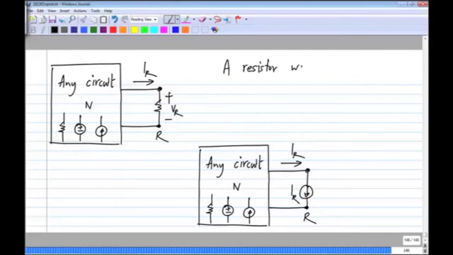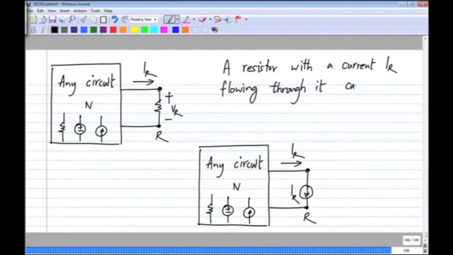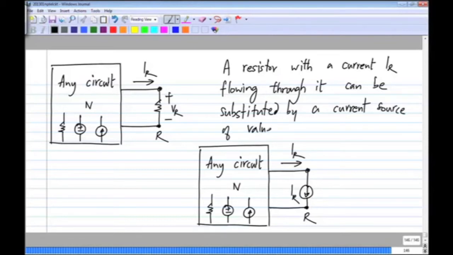So what this means is that a resistor with a current IR flowing through it can be substituted by a current source of value IR, and in the appropriate direction, of course. IR is flowing downwards here, so this current source has to point downwards.